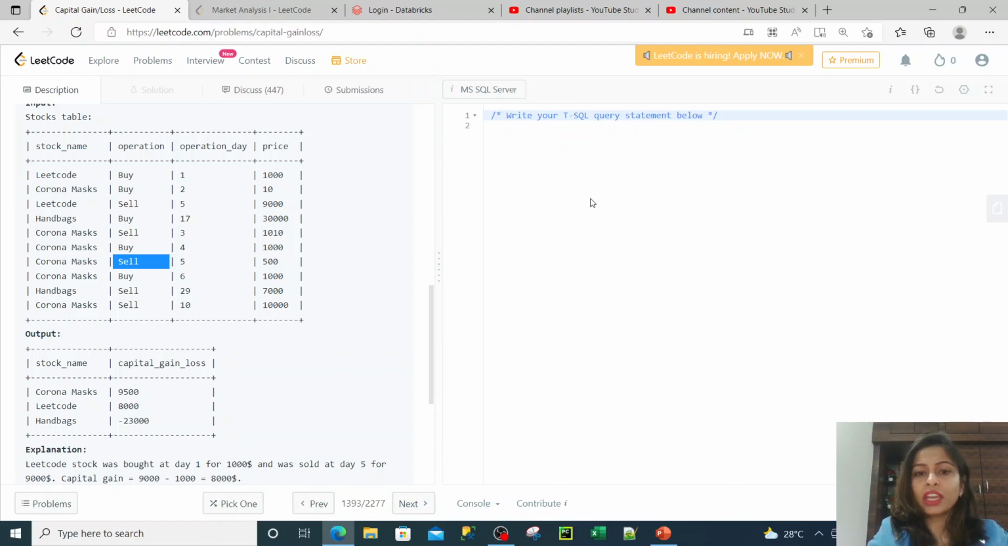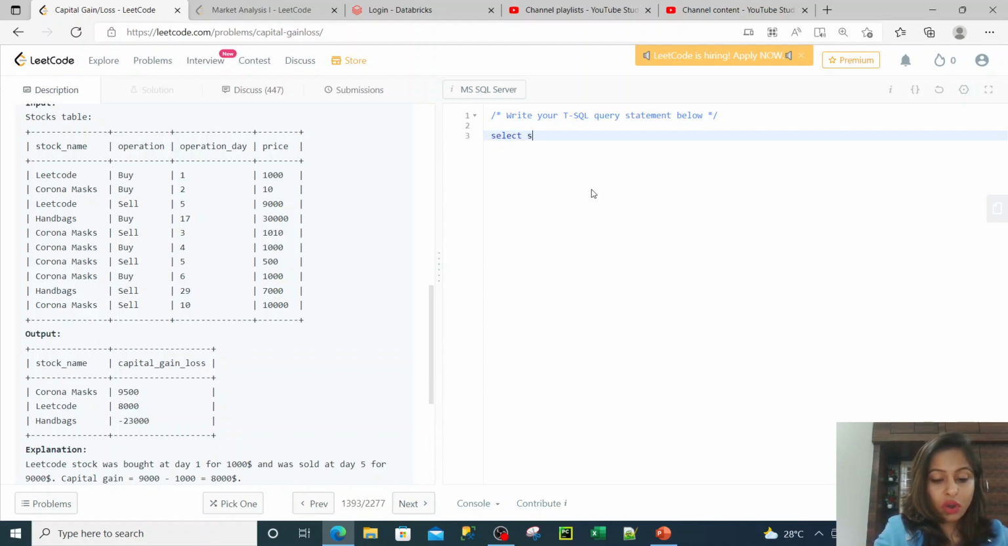But now let's try to write a SQL statement for this. Select stock name, because we essentially need the stock name in the output, comma, we also need capital gain and loss over here. Let me write it like this. We need it from the stocks table, and group by stock_name. This is what we need.